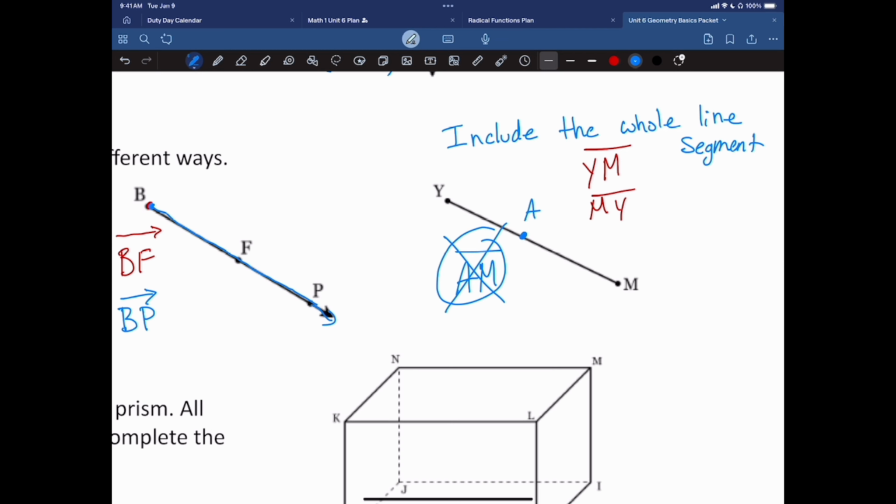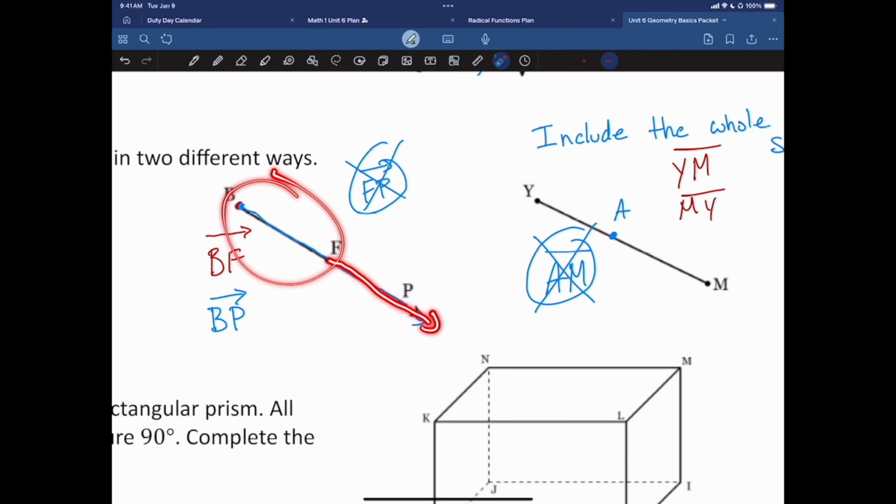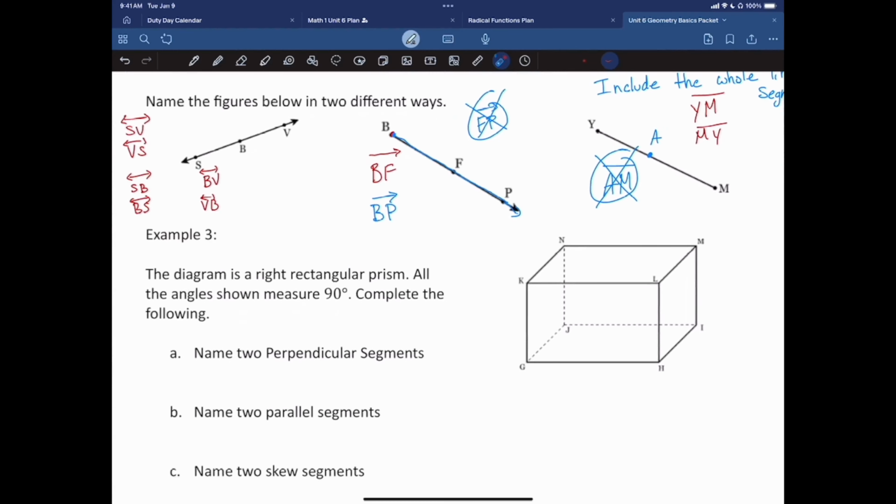Now this thought also works for arrays too, right? So we don't want to cut it off. I do not want to do FP, because if we did that, we'd just be starting here and I'm completely ignoring this whole entire part. Okay, so make sure you're using the endpoints. Look for the endpoints. All right, so now we have a box.